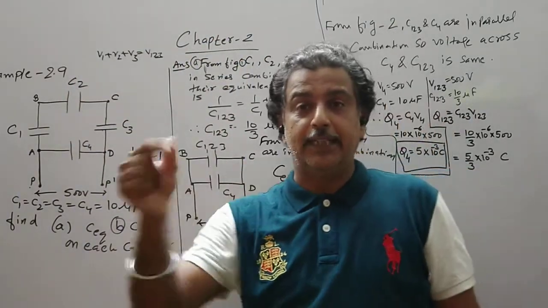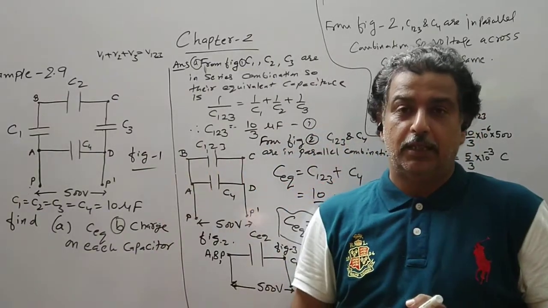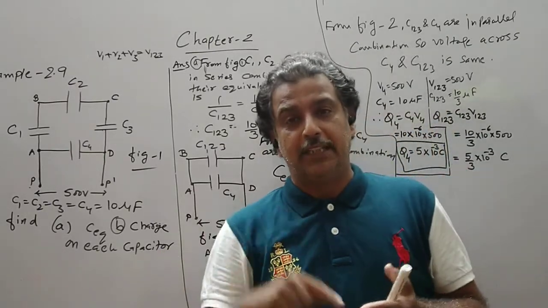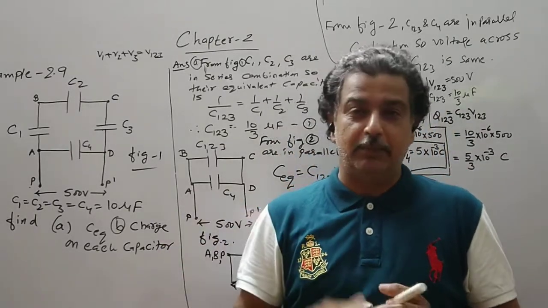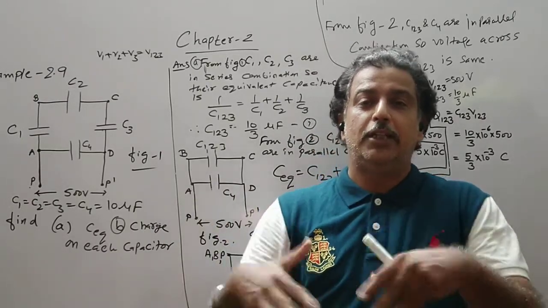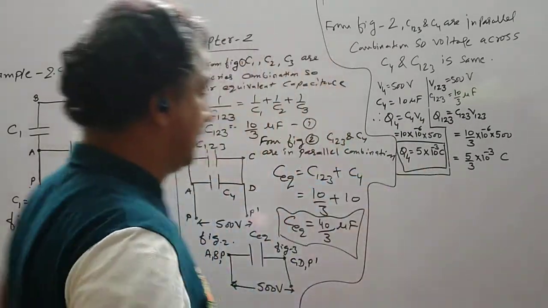So now I can easily find out Q1, Q2, Q3. So I take V1 500 by 3, V2 500 by 3, V3 500 by 3. So individual voltage is known, individual C is known. So individual Q will be equal to C into V. So that is one method.